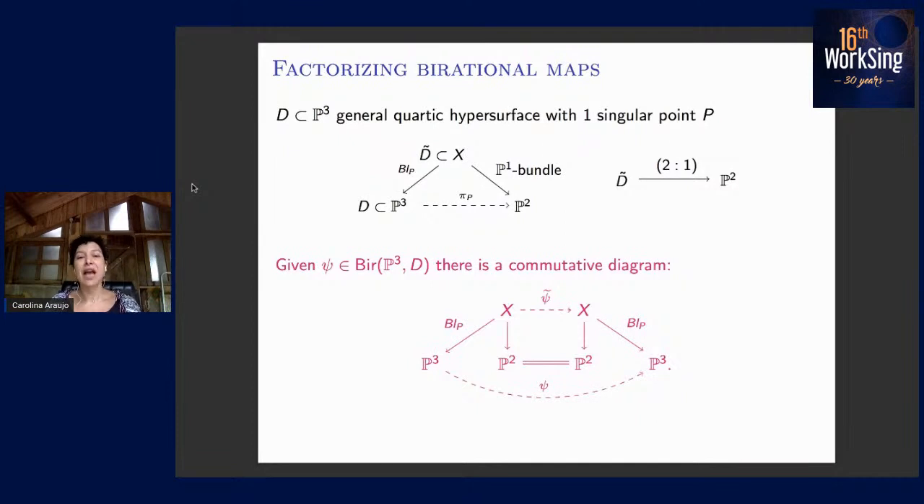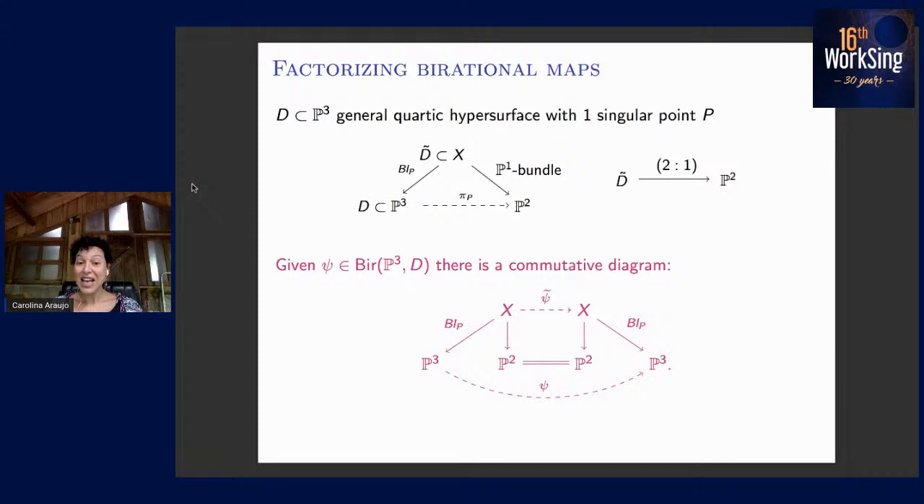But now let me just say, I'm writing in pink the main step of the proof. So the main step of the proof is the following. We show that given any birational self-map of P3 that preserves D, psi, it can be fit in the following commutative diagram. So if we blow up the point P, then it will factor in this way.